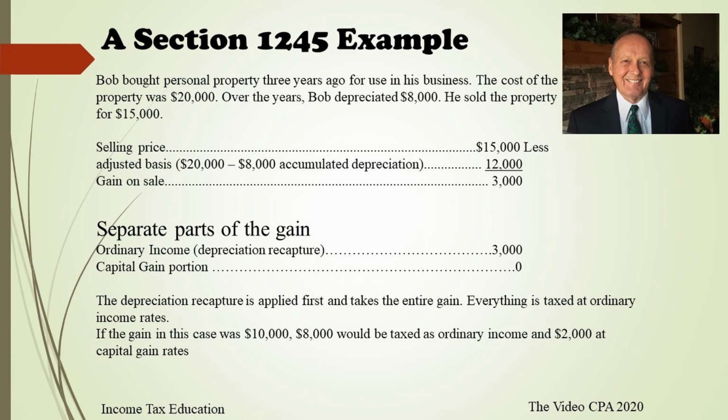Now, if this had been a little bit different example, and the gain was $10,000, the depreciation still was $8,000, $8,000 would be recaptured at ordinary income rates, taxed at ordinary income rates. The remaining part of the gain would be taxed at capital gain rates, a maximum capital gain rate of 20% in this case. So that's a 1245 property. So you just need to remember that that depreciation recapture is not at capital gain rates, and it does have to be taxed, and it's at ordinary income rates.